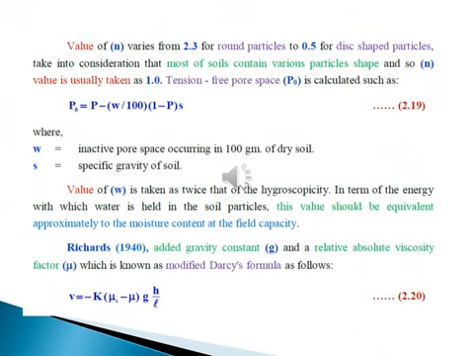Values of n in the previous Dunkel equation vary from 2.3 for round particles to 2.5 for disc-shaped particles. Take into consideration that most soils contain various particle shapes, and so the n value is usually taken as one absolute number. On the other hand, Richards added a gravity constant and a relative absolute viscosity vector, which is known as the modified Darcy formula.